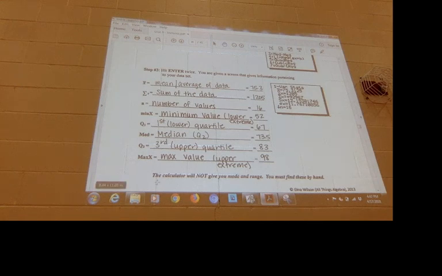So, you see the little statement down here. The calculator will not give you what? Mode and range. You have to find those by hand. Darn luck. Mode and range are the easiest ones I have to do myself. I know, the easiest ones.